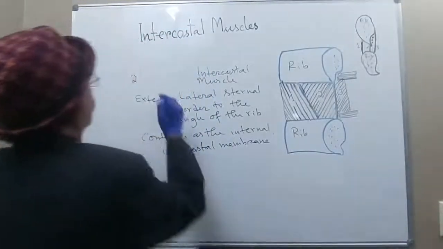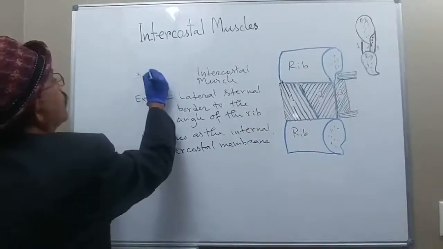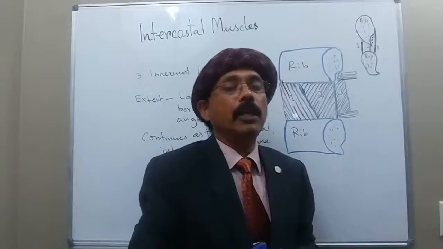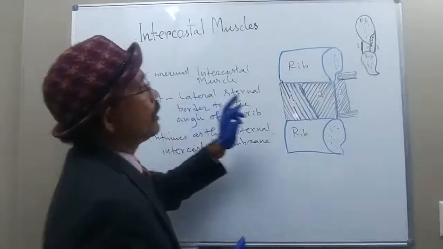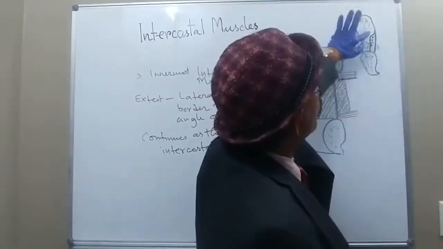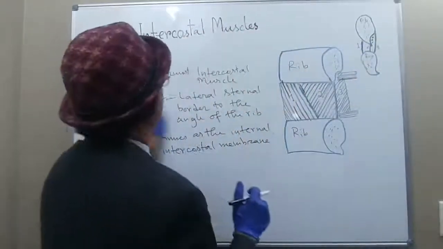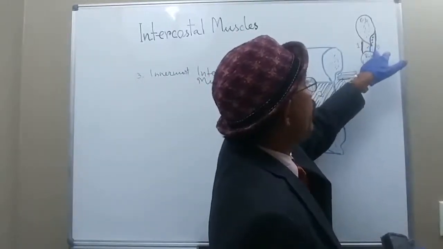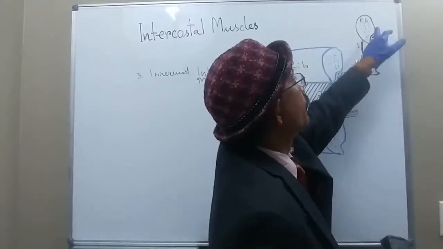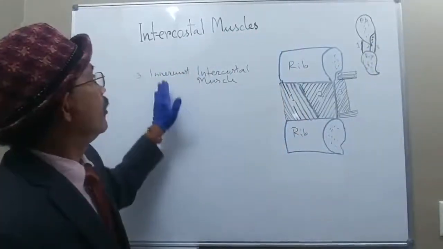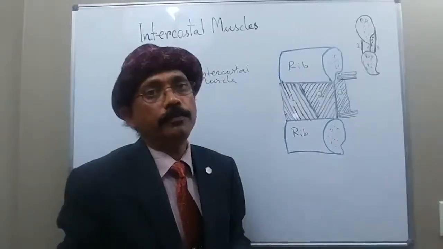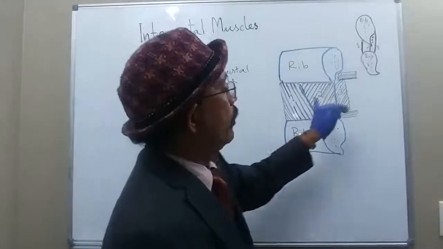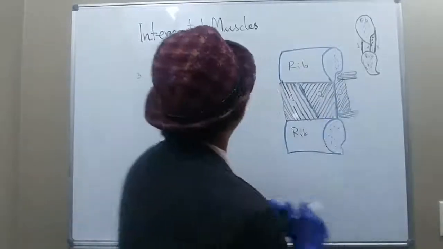Now we'll go to the innermost intercostal, also called intercostalis intimi. This muscle takes origin from the ridge above the costal groove, and is inserted to the inner lip of the upper border of the rib below. The nerve supply is the intercostal nerve.